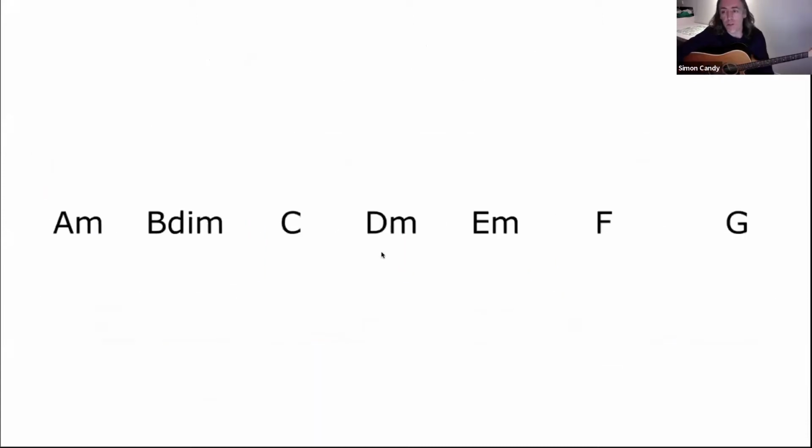same for the chords. We've got to address the chords here. So here are the chords in A minor: A minor, B diminished, C, D, E minor, F and G major.